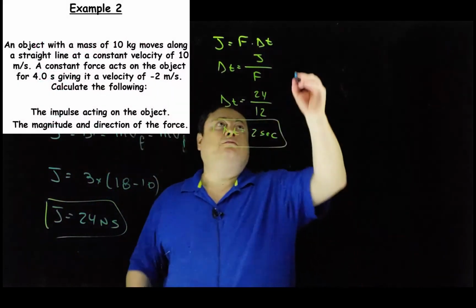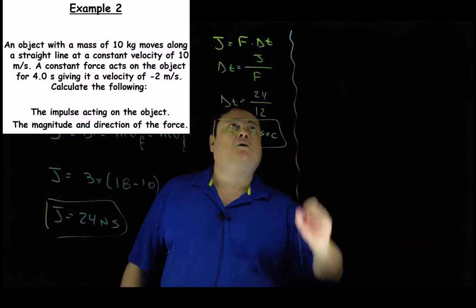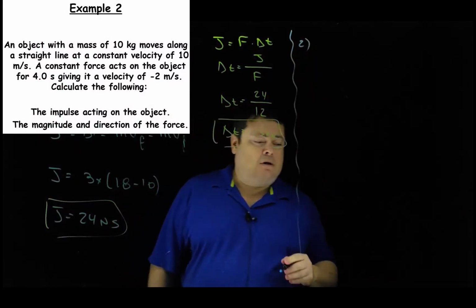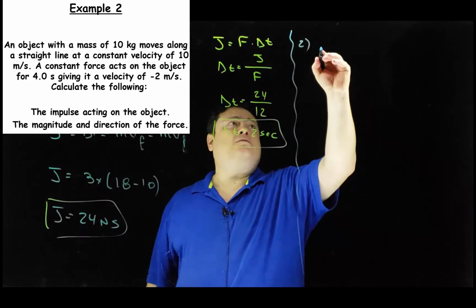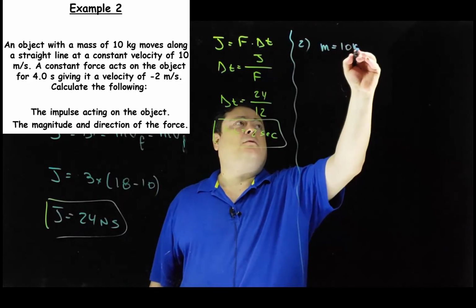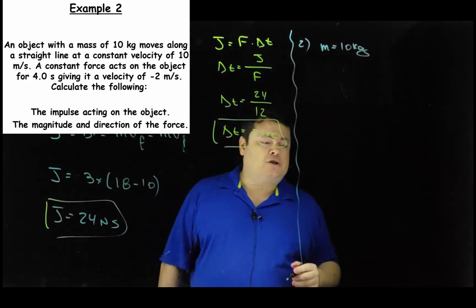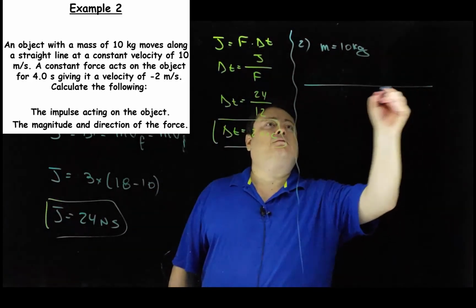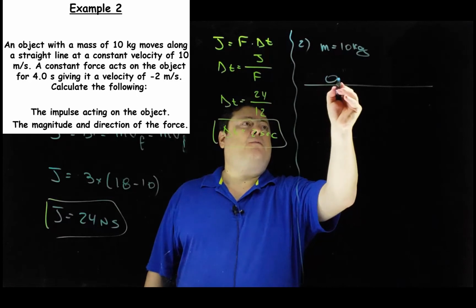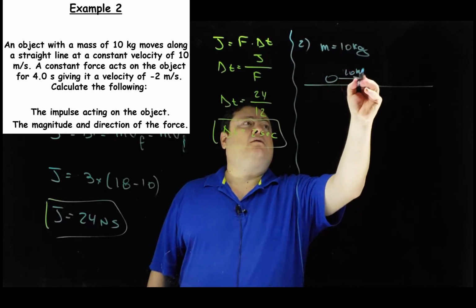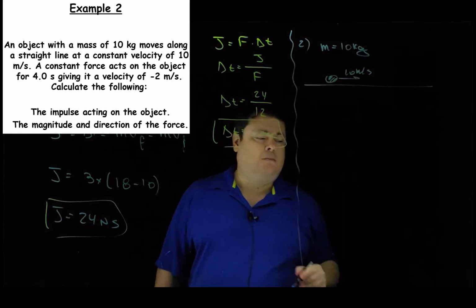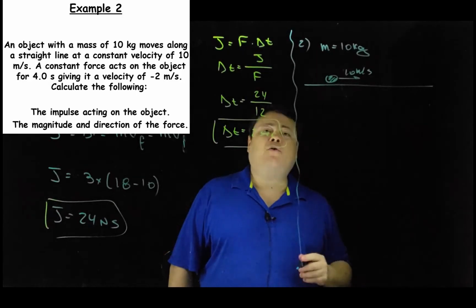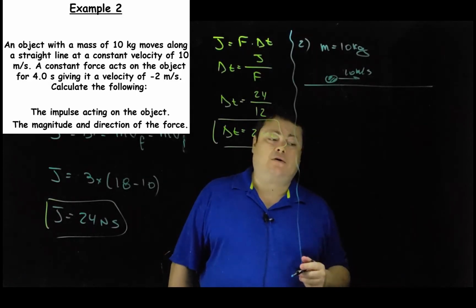Example number 2, we'll talk about an object of a mass of 10 kilograms that moves along a straight line with a constant velocity of 10 meters per second. So this object is here, moving this way, 10 meters per second. A constant force acts on this object for 4 seconds.